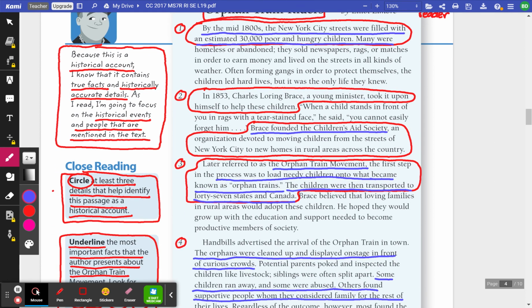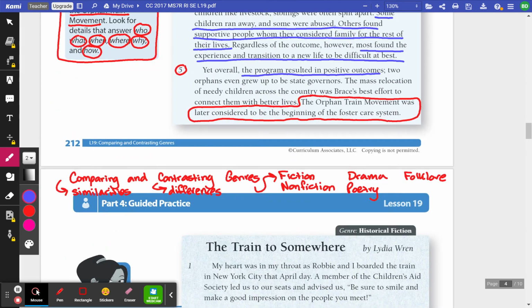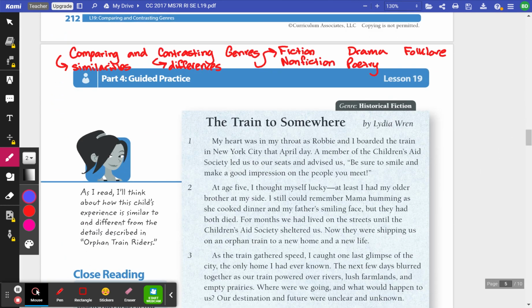So what we're going to do next, and I'm actually going to split this up into a second video, we're going to look at the next passage on page 213. So I'm going to stop the video right here so this one video doesn't get so long, and I want you to come back on the next video, part 2, and I want you to analyze this passage with me. All right, guys, I will see you then.